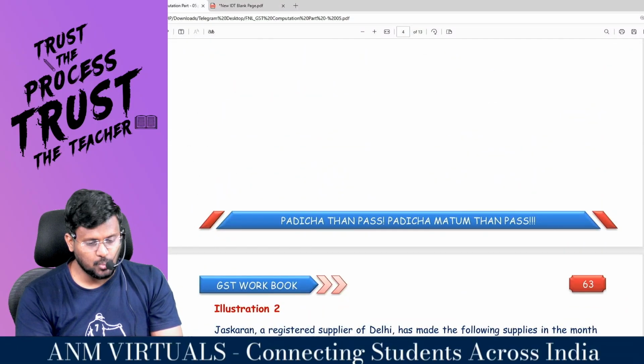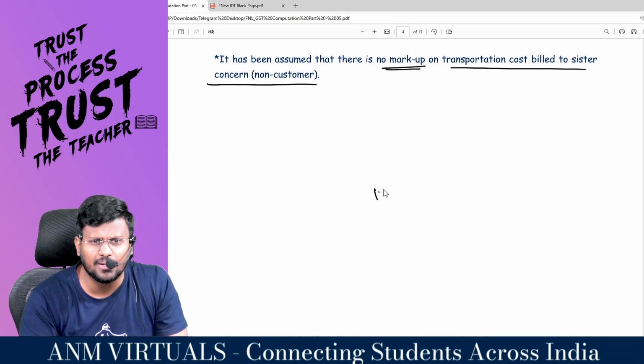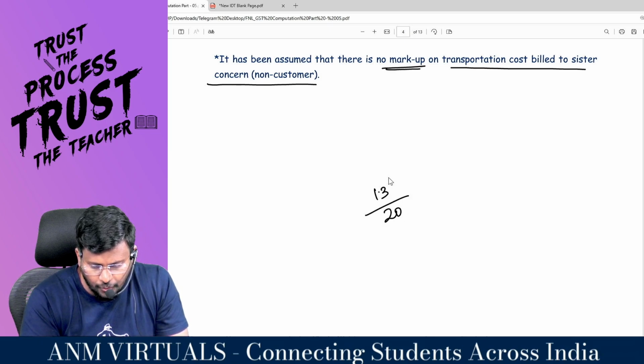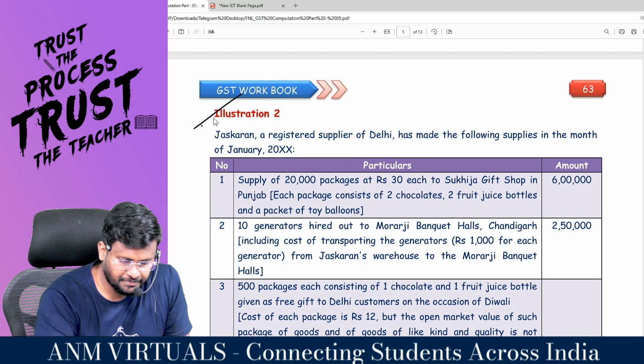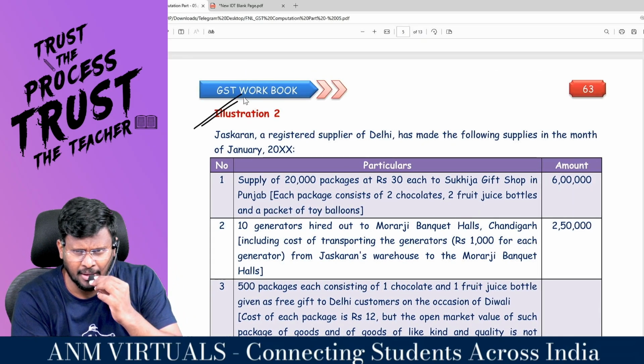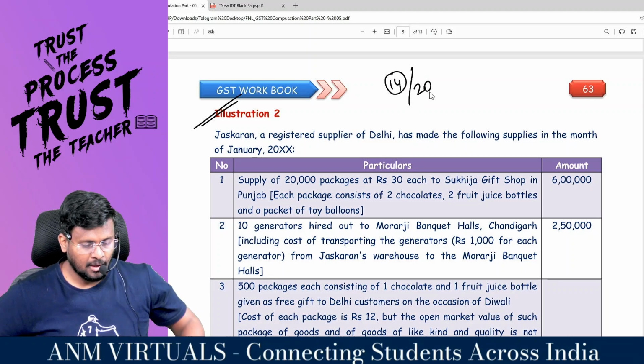This was question number 13 out of 20. Are you comfortable? So, shall we move into the next question? Illustration number 14 out of 20.